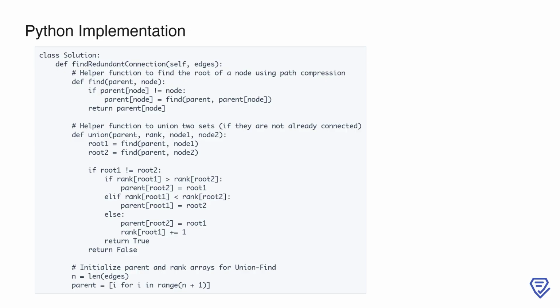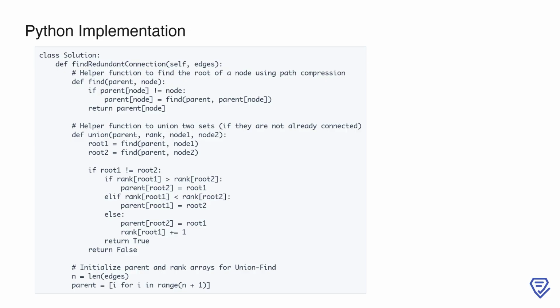Next, we define another helper function called union. This function takes two nodes as input and attempts to unite their sets. It first finds the roots of both nodes, and if the roots differ, it merges the smaller tree into the larger one based on their rank. If the ranks are equal, we arbitrarily choose one tree to become the root and increase its rank. The union function returns true if the nodes were successfully united, and false if they were already connected.